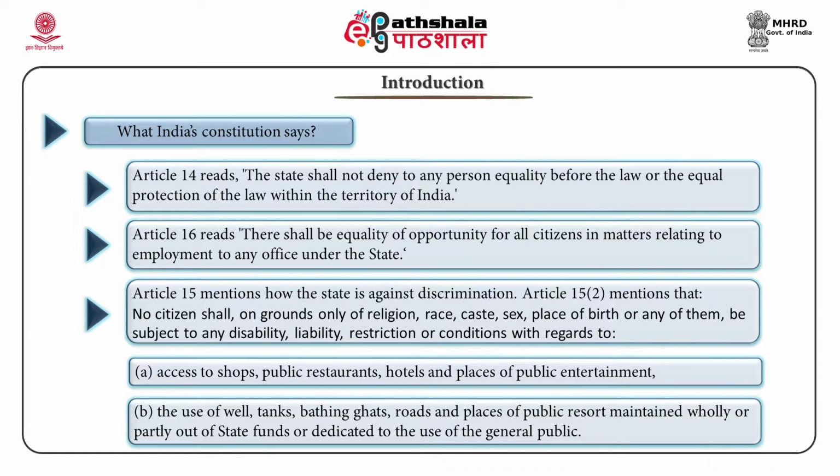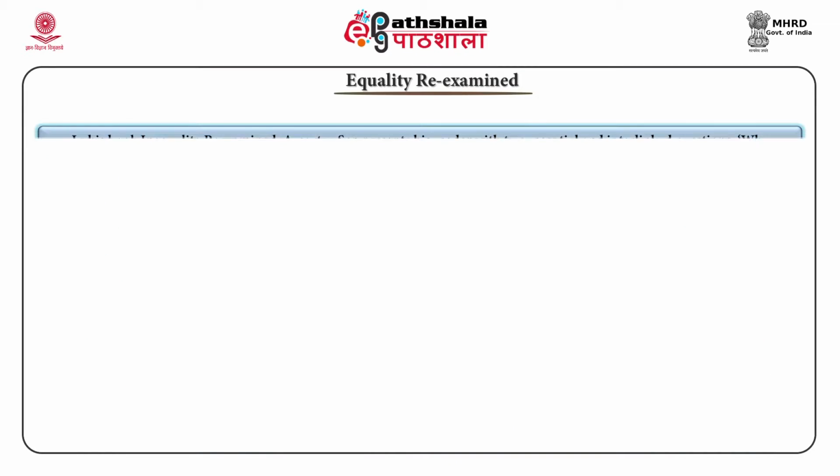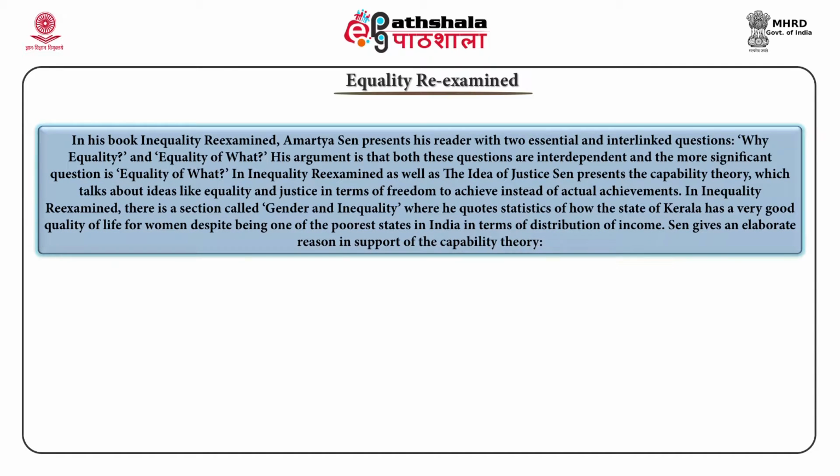Let's look at it a little bit more philosophically. In his book, Inequality Re-examined, Amartya Sen presents the reader with two essential and interlinked questions: why equality, and equality of what? His argument is that both these questions are interdependent, and the more significant question is equality of what? In Inequality Re-examined, as well as his later book, The Idea of Justice, Sen presents the capability theory, which talks about ideas like equality and justice in terms of freedom to achieve instead of actual achievements.